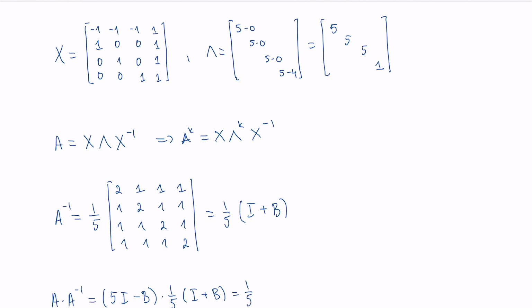And then we have to take the multiplication. So we have 5 times the identity times the identity. Well, identity times identity is identity again. So we have 5 times the identity matrix. Then we have 5 times the identity times the matrix B. Well, identity times B is just B. So this gives us 5 times B. Then we have negative B times the identity. So that gives us negative B. And then we have B squared.